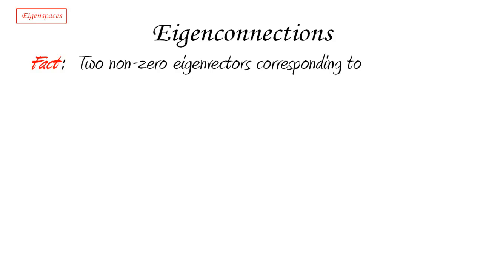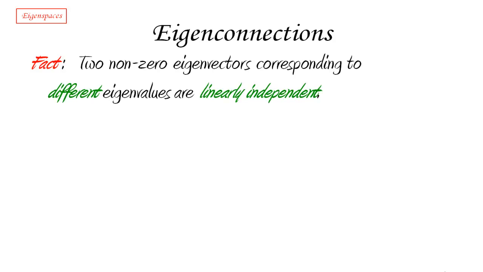And to finish off some of these ideas, let's look at some more eigenconnections. Okay, so here is one fact that has to do with eigenvalues and eigenvectors. Let's say that you have two non-zero eigenvectors and they correspond to different eigenvalues. Well, in that case, they have to be linearly independent.